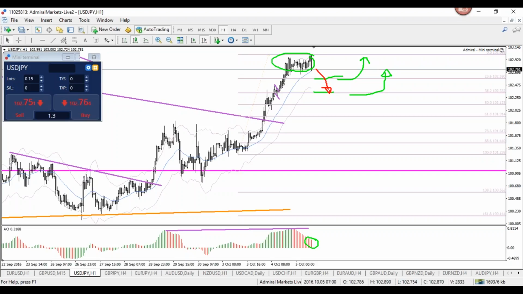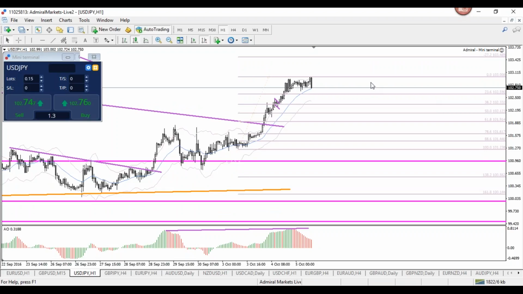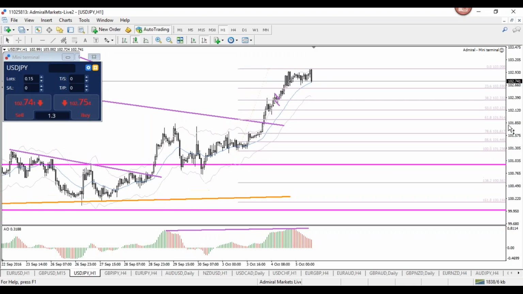That's my preference. Sometimes I do use pending orders if there's a very, very strong case to be made. 102.50, 102.25 basically, expecting a turn, and price to go up to 103.50. That's the first target for the dollar yen in my view.